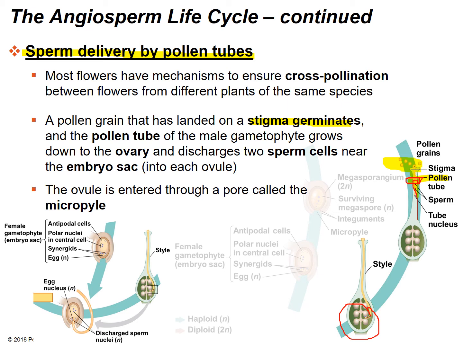The ovule is entered through a pore, as we have mentioned before, called the micropyle. Over here, this is the micropyle, and again the pollen tube entered this micropyle and released the 2 sperm cells.